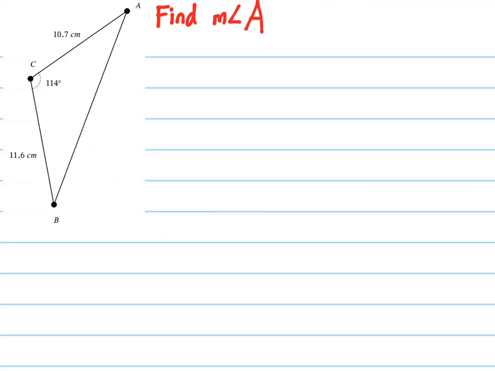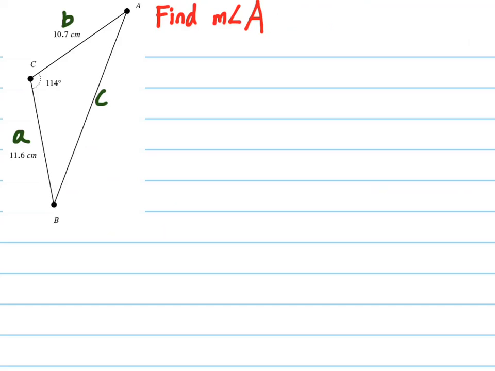It's set up side angle side. We have triangle ABC. Little b over there is 10.7. Little a is 11.6. Big measure C is 114. It wants me to find the measure of angle A.